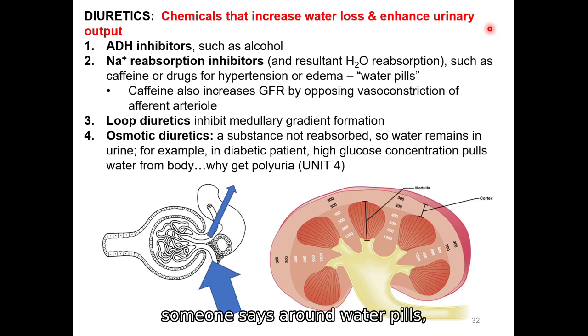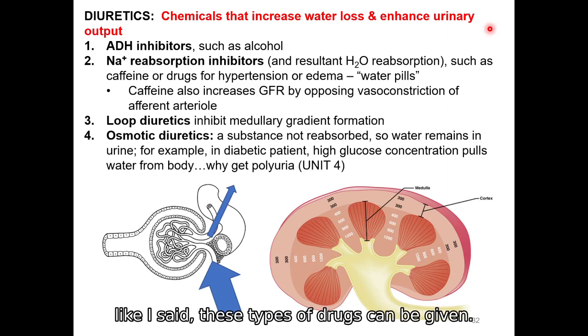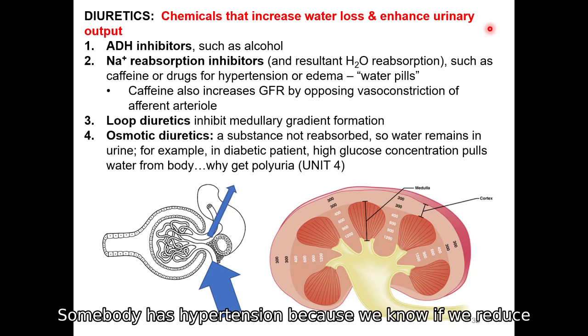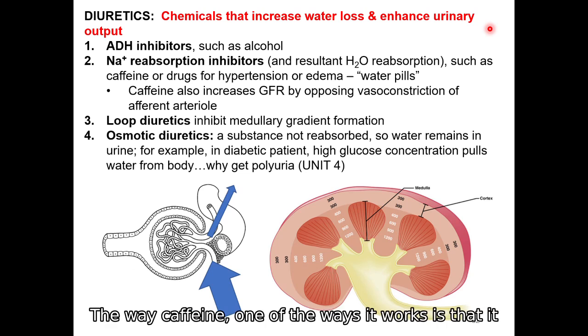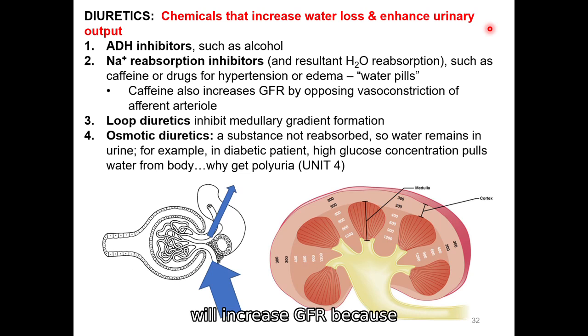So if you've heard someone say they're on water pills, these types of drugs can be given if somebody has hypertension, because we know if we reduce blood volume, we'll reduce blood pressure. If you like caffeine, one of the ways it works is that it will increase GFR because it's going to oppose that vasoconstriction when things are high, so you lose more fluids. Loop diuretics are going to make the medulla less salty, so we'll reabsorb less water that way.